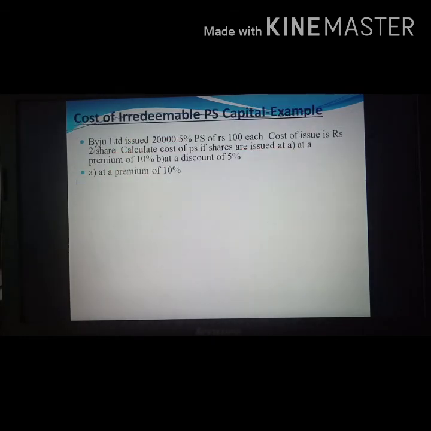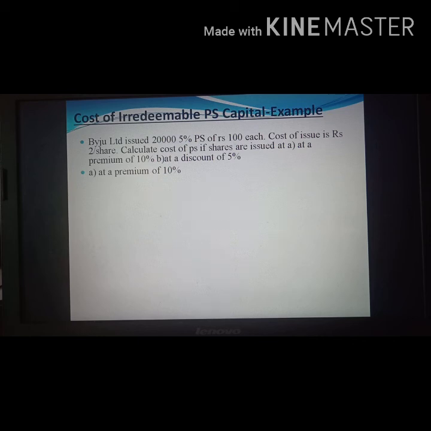Now we can see a problem to understand further about the cost of irredeemable preference share capital. So see this question. Baiju Limited issued 20,000 5% preference shares of rupees 100 each. Cost of issue is rupees 2 per share. Calculate the cost of preference share if shares are issued in two cases, that is A, at a premium of 10%, and B, at a discount of 5%.